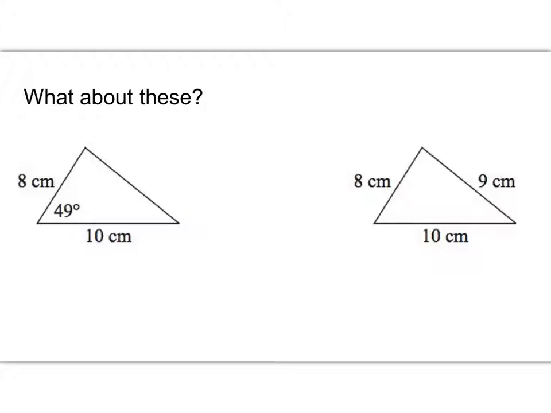So this one, I have 2 non-right triangles. In one of them I have all 3 sides, and in the other I have the side here, the angle, and the side. You'll notice that these are acute triangles.